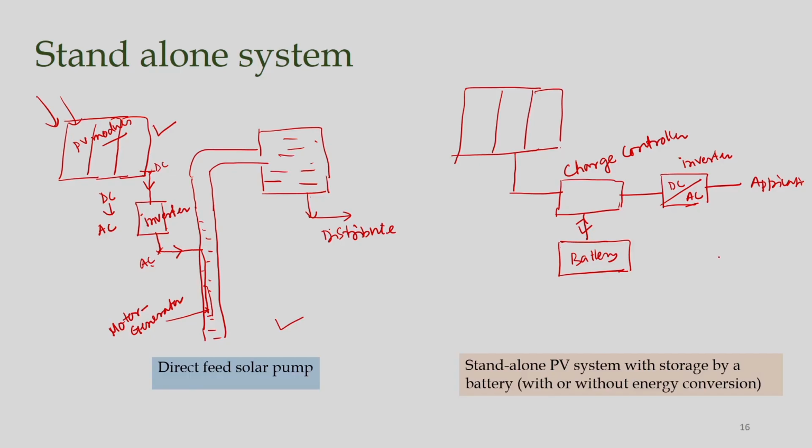So, this is one configuration, where we can have standalone systems, and the battery can also be used. So, this is the PV part, and this is the DC part, and we have the charge controller, and there is a relationship between charge controller and battery, and we will have the inverter, and finally, we will have the application. Okay. So, we will discuss these issues when we discuss the thermal system and PV system separately.